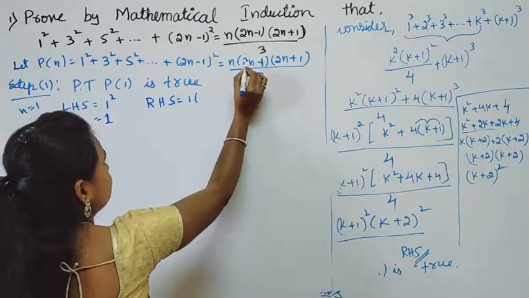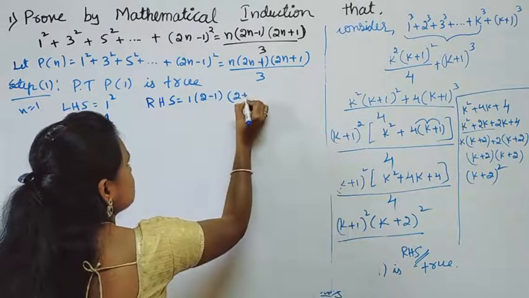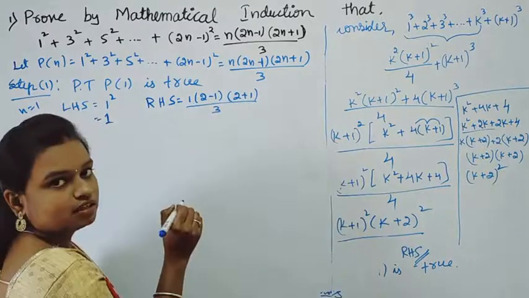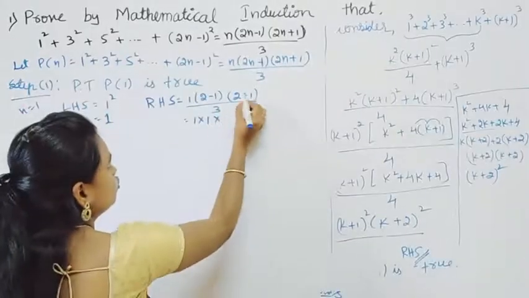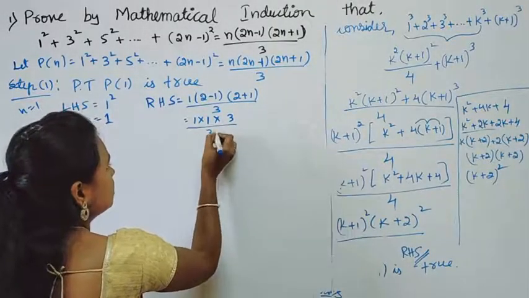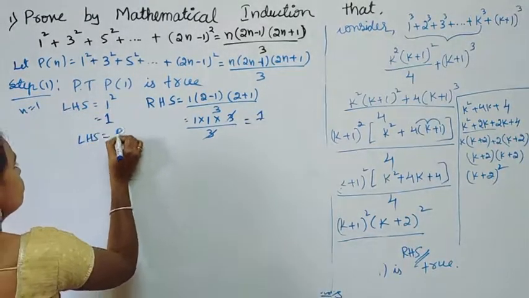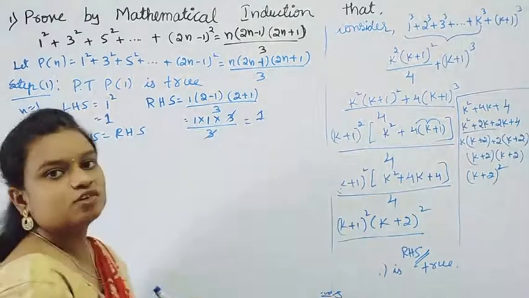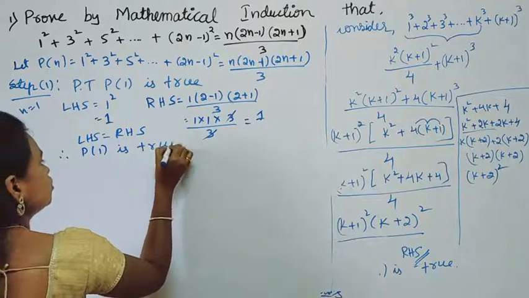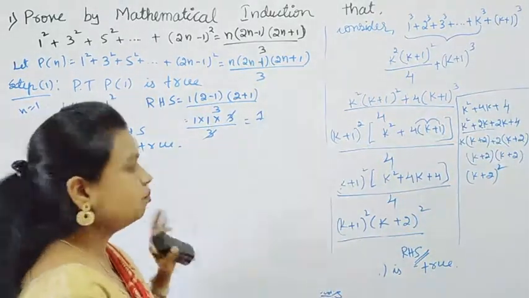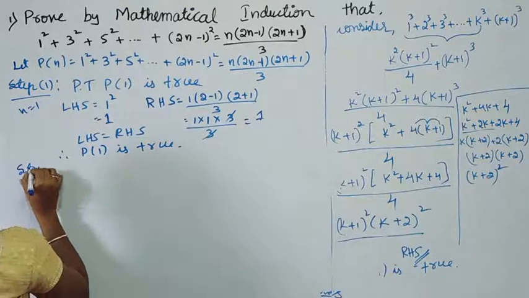So 1 into (2 into 1 is 2, minus 1), 2 into 1 is 2, plus 1, whole divided by what? 3. So it is nothing but 1 into (2 minus 1 is 1) into (2 plus 1 is 3), whole divided by 3. 3 gets cancelled. 1 ones are 1. So LHS is equal to RHS, right? Because both are equal to 1. Therefore P of 1 is true. So in the first step we prove that P of 1 is true. What is the next step? Step 2.